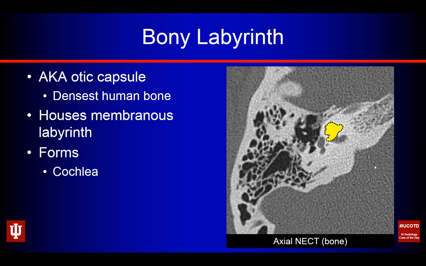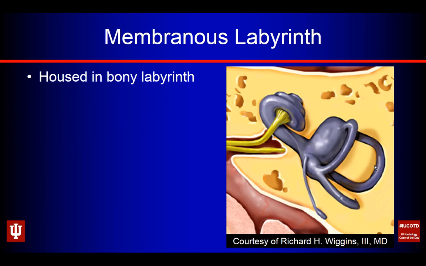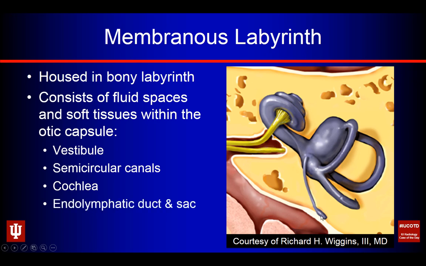So that sort of gives form to the cochlea, denoted here in yellow, the vestibule, the semicircular canals, of which we're just seeing one right here, the vestibular aqueduct, and then out of plane of this is the cochlear aqueduct. So the membranous labyrinth is housed within the bony labyrinth, and it consists of fluid spaces and soft tissues within the otic capsule, and that includes the vestibule that we see here, the semicircular canals, of which you have 3. We'll talk more about those. The cochlea, the spiral structure here involved with hearing. We have our endolymphatic sac and our endolymphatic duct. And then there's also the cochlear duct, which is out of plane of this view.